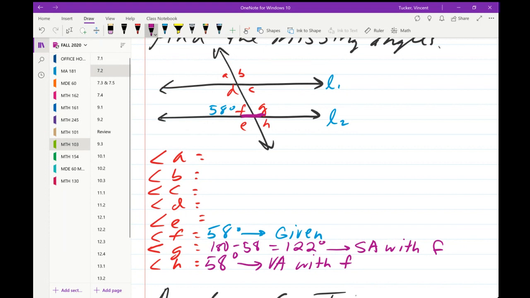All right, and then E. With all of these, there are multiple ways of finding these answers. As long as you use the proper relationship, you still should get the same result. When I look at E, I can find it by establishing it's a straight angle with F, or I can just already know that it's 122 because it's a vertical angle with G. So either way, you should get 122.